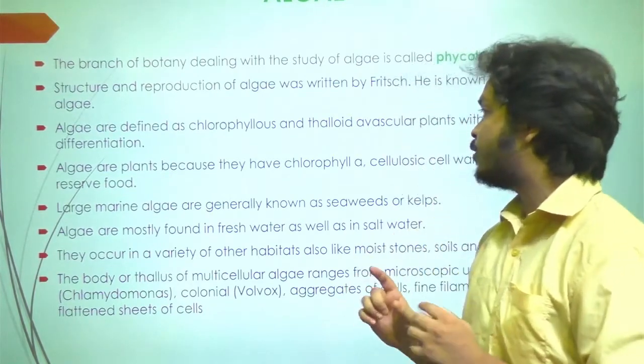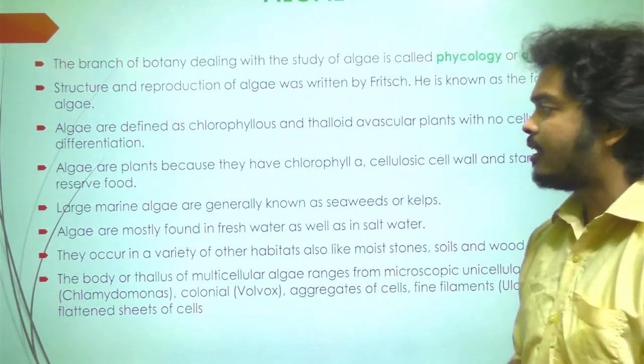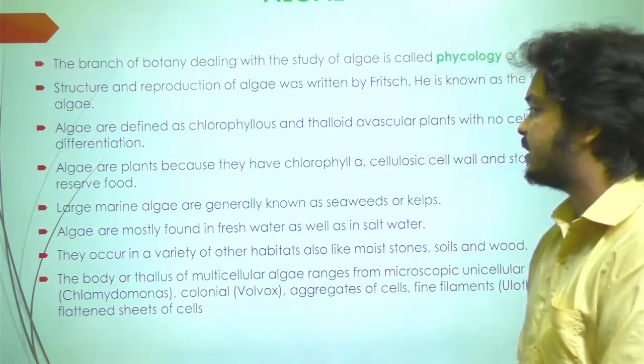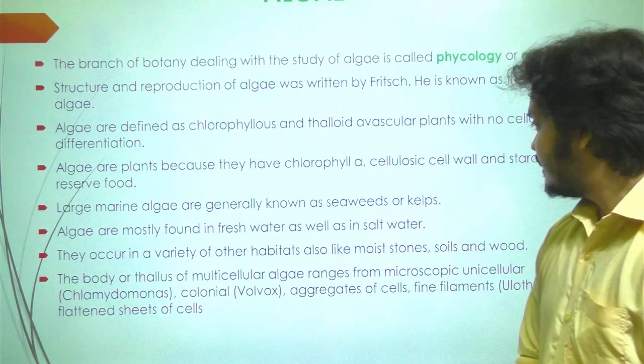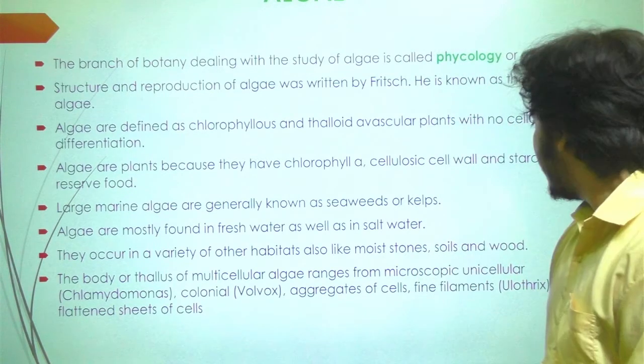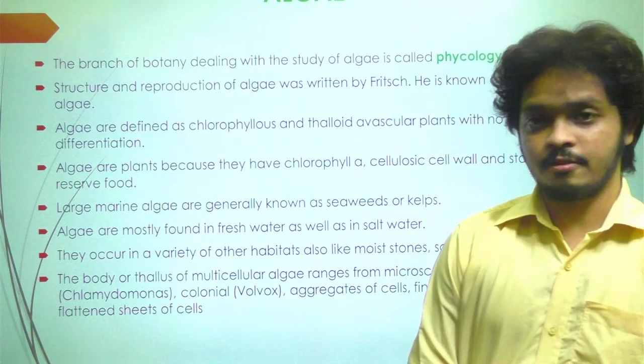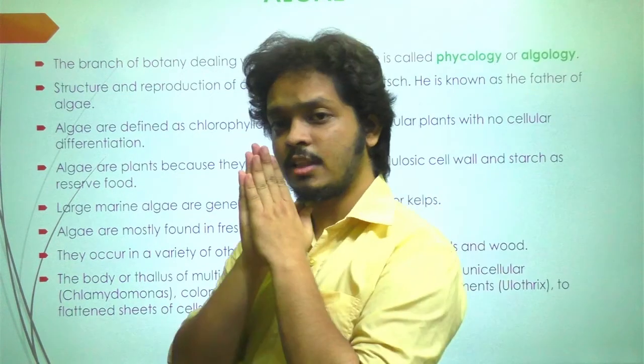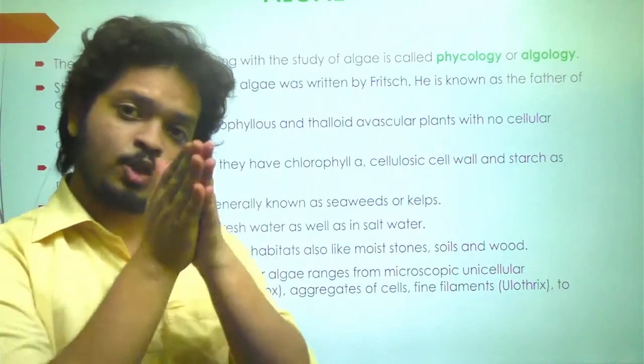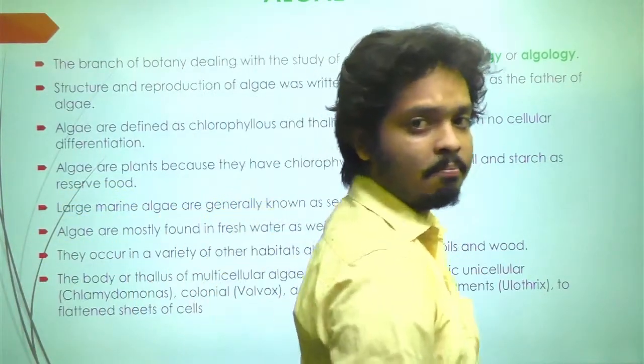They have chlorophyll and they don't have much vascular body. Algae are plants because they have chlorophyll A, cellulosic cell wall, and starch as food reserve. We know that in case of plant we have starch as food reserve, so does algae. That's the reason why it's a part of the plant kingdom.